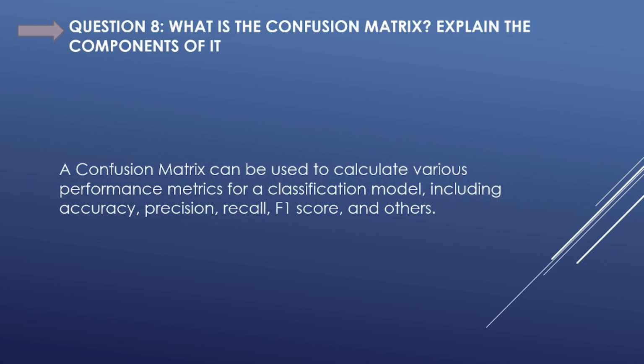A confusion matrix can be used to calculate various performance metrics for a classification model, including accuracy, precision, recall, F1 score, and others.